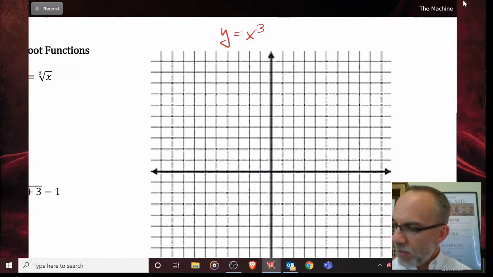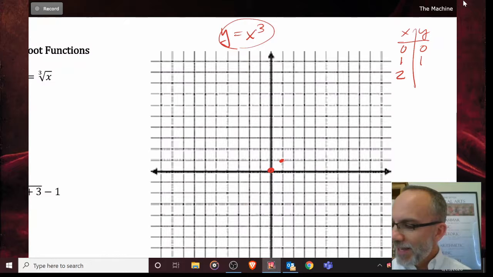If I do a table of values here, I'm going to get x and y. Let's do 0. Cube of 0, 0. So it's going to be the origin down here. If I do 1, 1 cubed is 1. So that's going to be 1 here. If I do 2, 2 cubed now is 8. So when it's 2, 1, 2, 3, 4, 5, 6, 7, 8, it's way up here. Now ordinarily, if I had a parabola, it would go up on the right and it would go up on the left. And notice how steep this is.